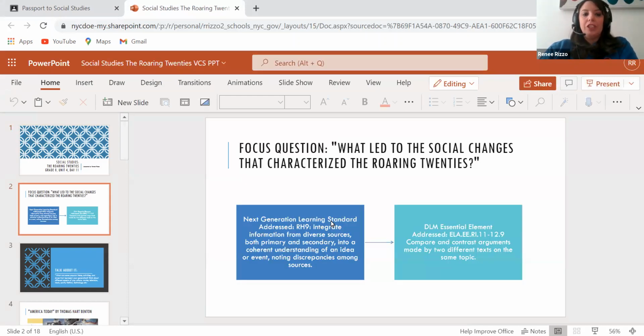So the focus question, and this is the same focus question that was in our original lesson: What led to the social changes that characterized the Roaring Twenties?